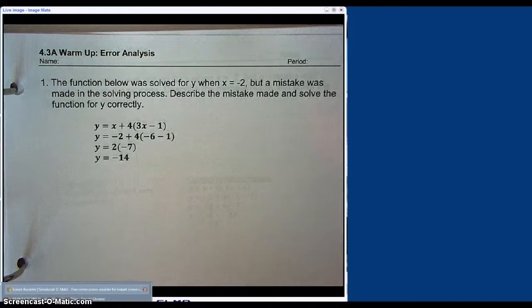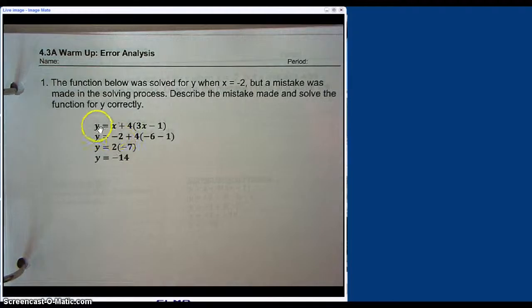You don't need to copy down the sentence. Just copy down y equals x plus 4 times the quantity of 3x minus 1. And then I want you to plug in -2. You can press pause while you go ahead and work through this.